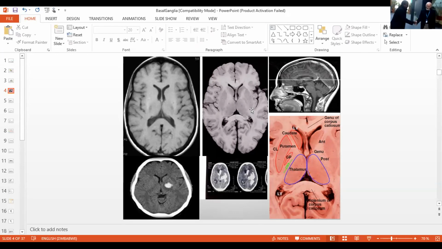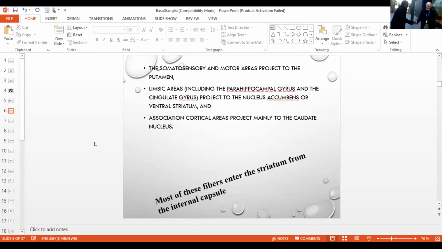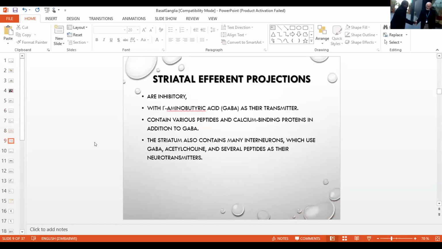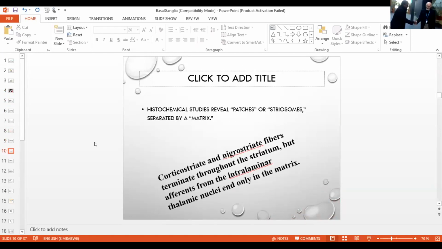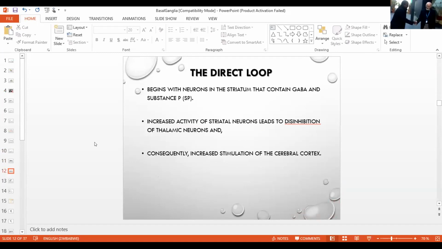So this is how they look, like Dr. Khalif showed. This picture down on the left is showing a basal ganglia bleed without intraventricular extension, and the next one is showing a basal ganglia bleed with intraventricular extension. This is especially in case of hypertension, like Dr. Khalif mentioned. So there are several connections, like Nathalie mentioned. I'm not going through those connections, but there are two loops: a direct loop and an indirect loop.